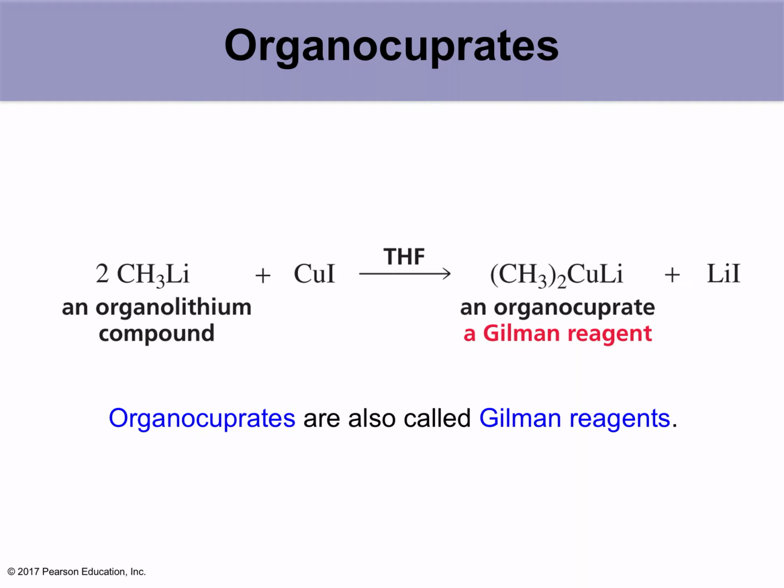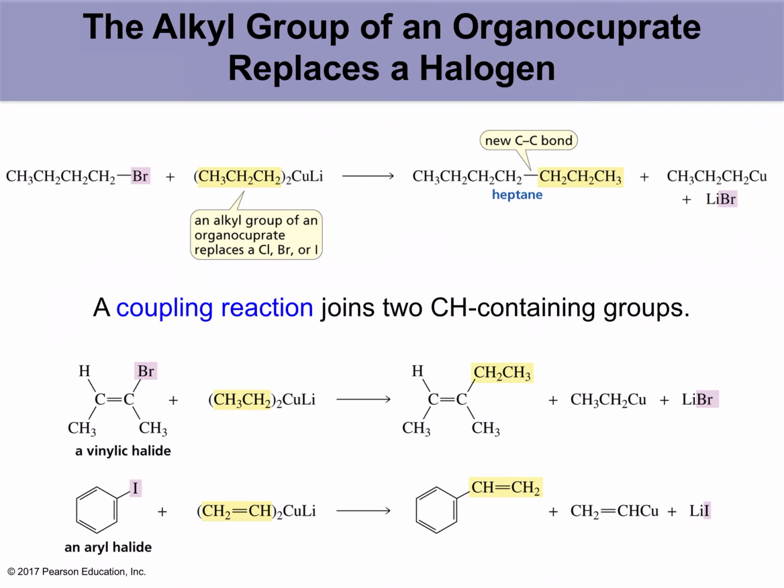Yeah, it's called Gilman reagent. Organocuprates. The alkyl group of an organocuprate replaces a halogen. Now, let's say once you make a cuprate, what are the benefits that we can get from an organocuprate? It can react with an alkyl halide. The alkyl group of an organocuprate replaces a chloride, bromide, or iodide.